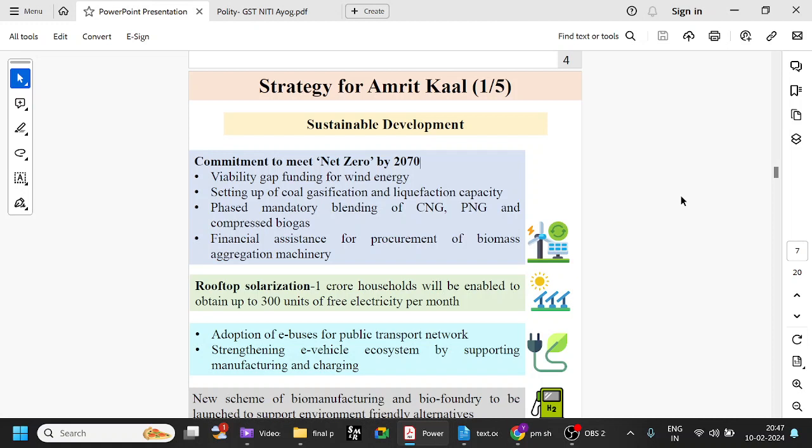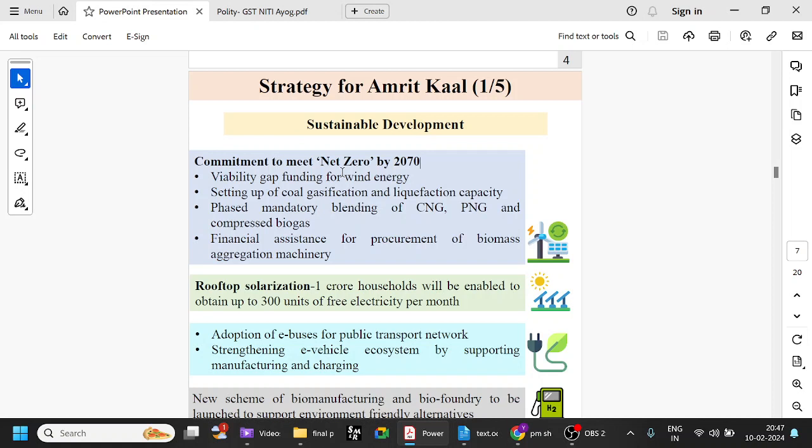We are expecting to limit the global temperature rise to 1.5 degrees. All those things, everybody is aware, right? So one of the important commitments is also to become net zero by 2070. By then, by 2070, we are expecting to establish solar parks, wind energy, recycling, electric vehicles, all the stuff, and we are going to literally stop emitting carbon.